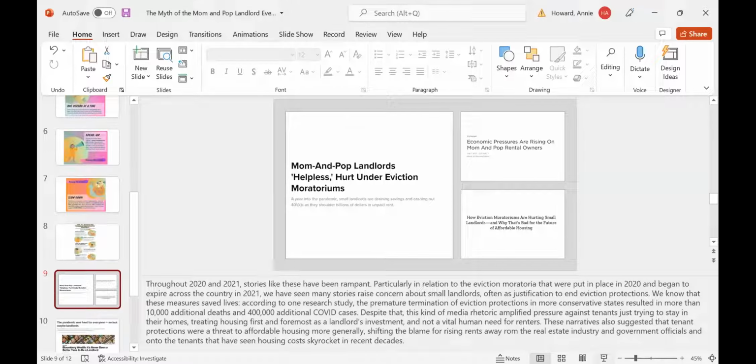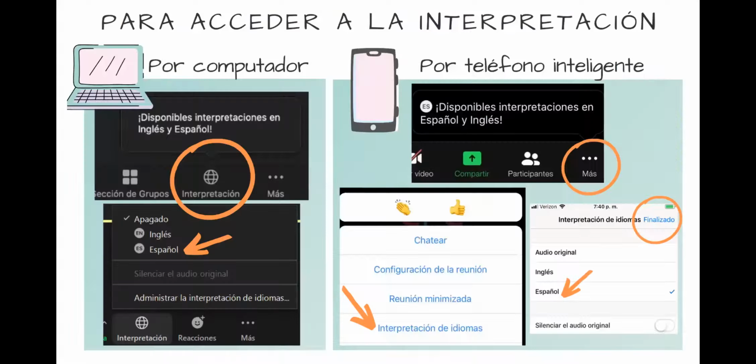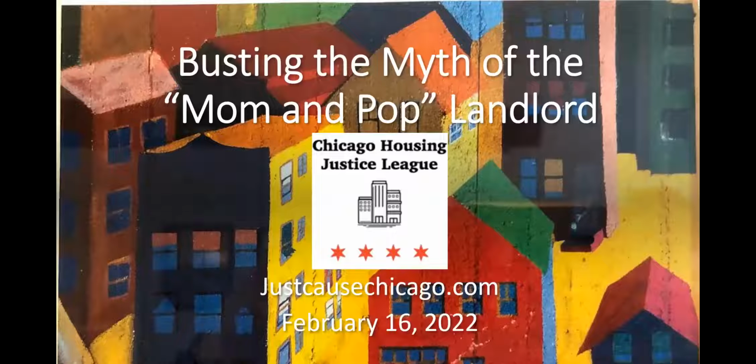So like I said, my name is Annie Howard. I am one of the organizers for the Chicago Housing Justice League. We are here tonight to talk about the myth of the mom and pop landlord. This is a really important topic for us at the Chicago Housing Justice League, as we are organizing for the Just Cause for Eviction campaign.